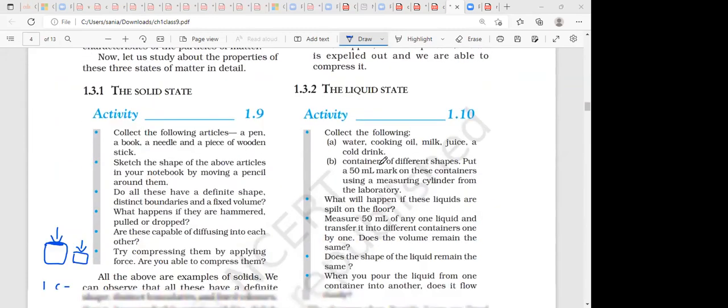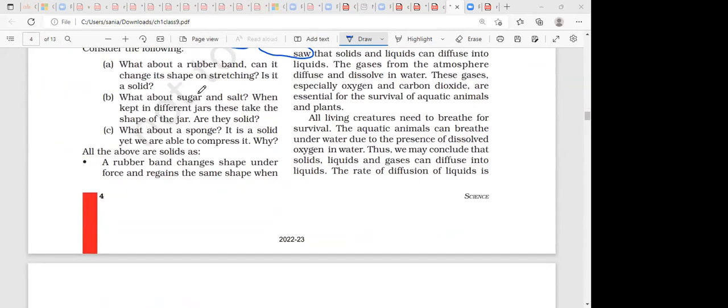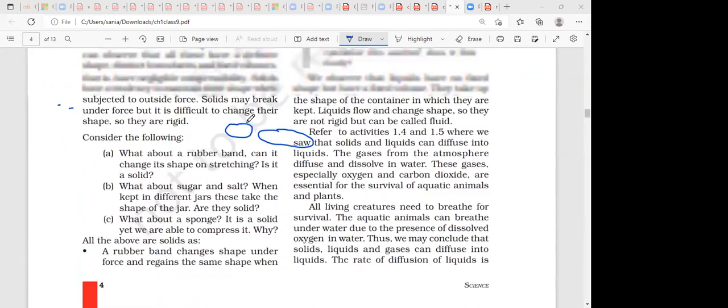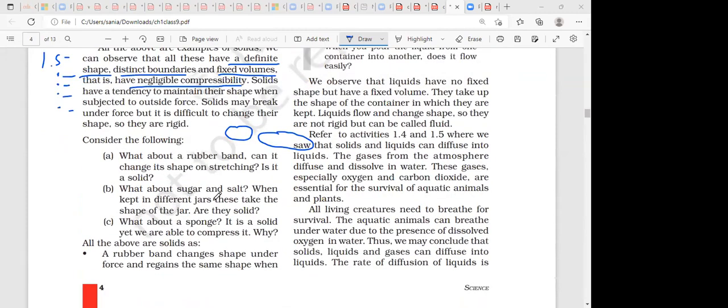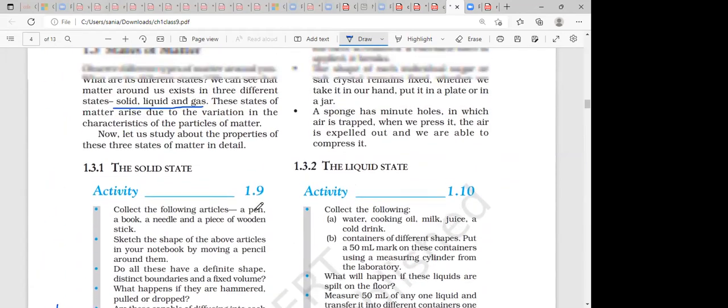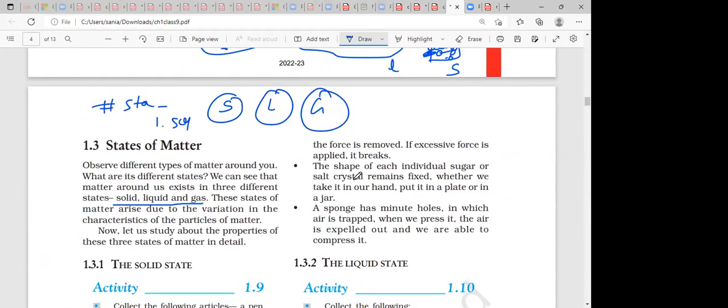Next, what about sugar and salt? When kept in different jars, these take the shape of the jar. Are they solid? As I told you, you cannot change the shape of a solid. But if we consider sugar and salt, for example, if I keep them in this beaker, the shape of the sugar particles will be like this. But if I keep them in this beaker, the shape will be something like this. So, are they solid? You'll get questions like this. So you are going to mark it in your book. You are not going to write it again because everything is written in your book.